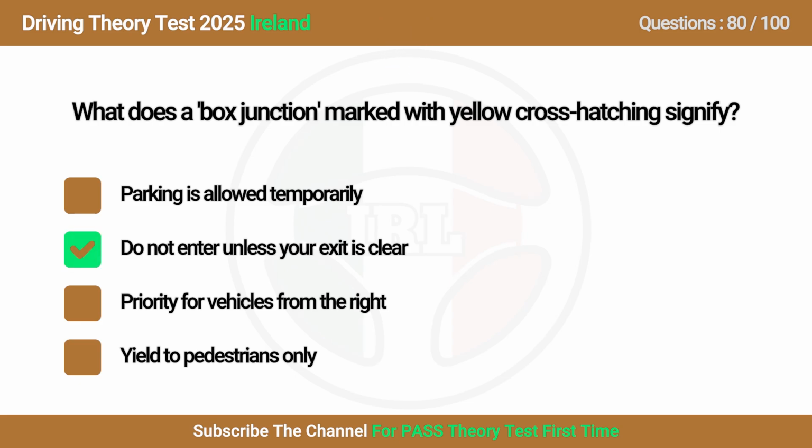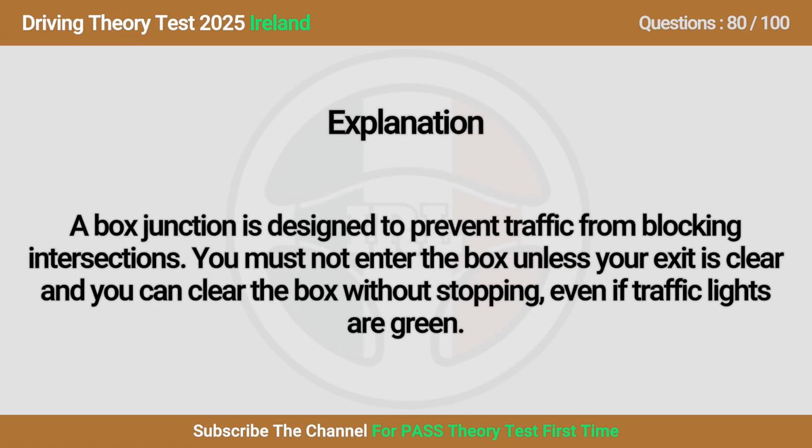Answer is B. Do not enter unless your exit is clear. A box junction is designed to prevent traffic from blocking intersections. You must not enter the box unless your exit is clear, and you can clear the box without stopping, even if traffic lights are green.